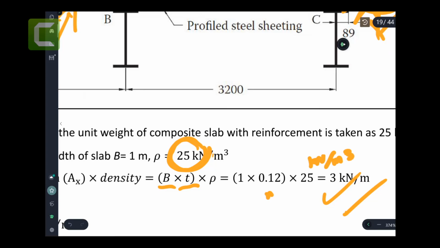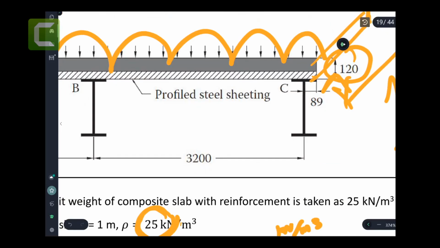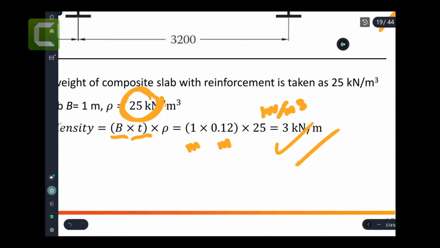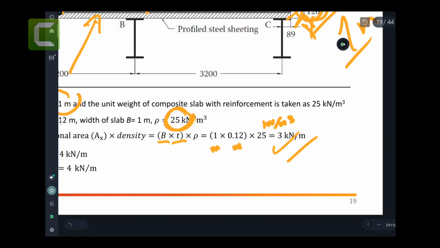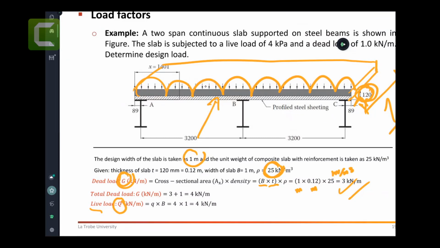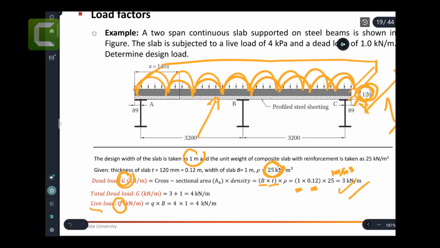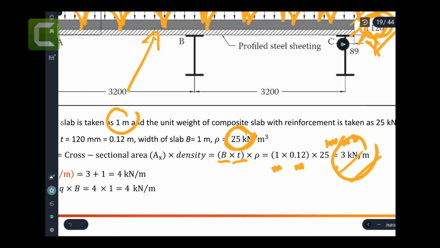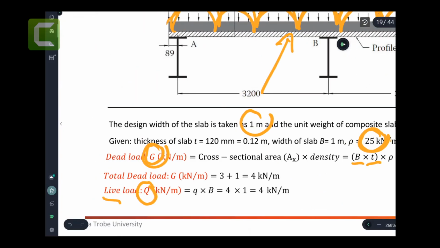This was just meters. We converted it. Don't get confused. This was millimeters up here, but it's converted to meters. And this is 1 meter already. It is the width we are studying. So we're trying to represent what 1 meter width will cause as a line load on this system. That's how we ended up finding 3 kilonewton per meter. Okay, that's one answer. This is the dead load.